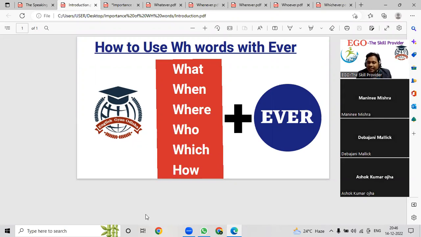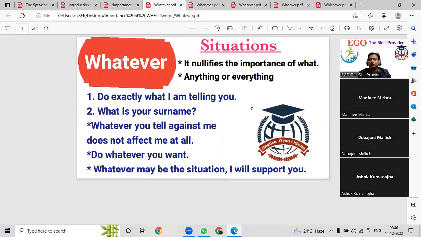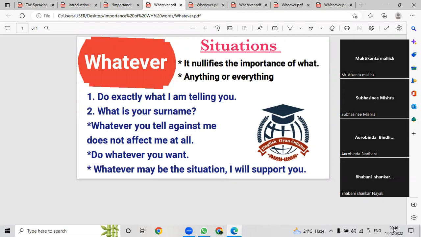That is, you can say however, but not whyever. Okay. So right now let me tell you something called whatever. Whatever. What is the exact meaning of whatever and how exactly you are supposed to use it.